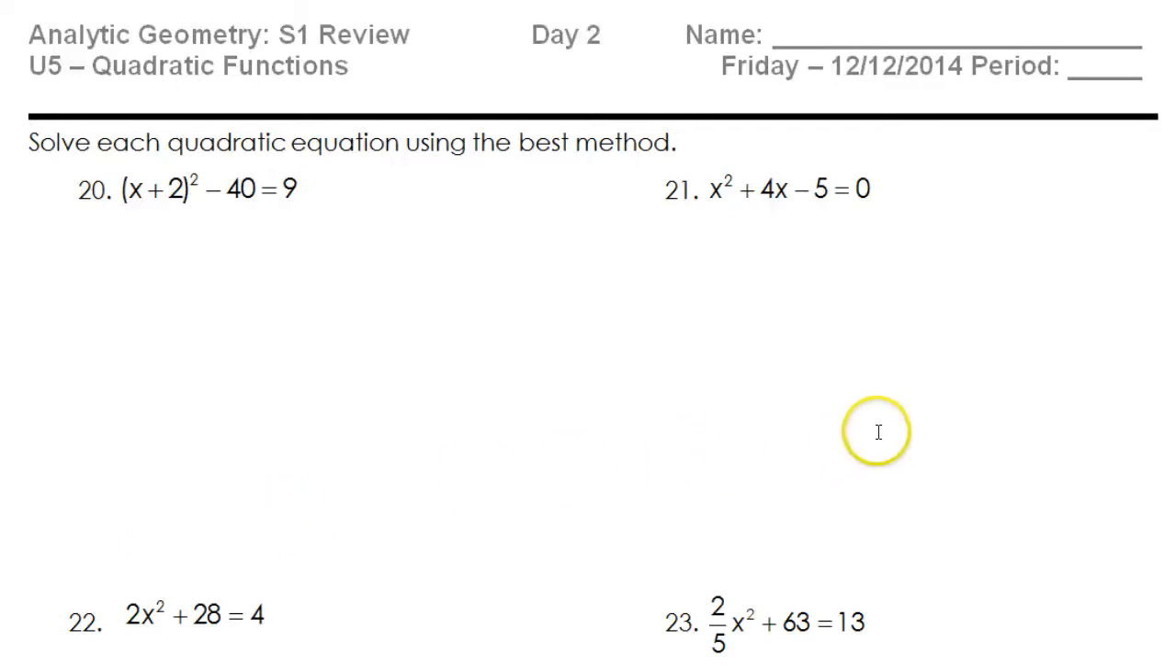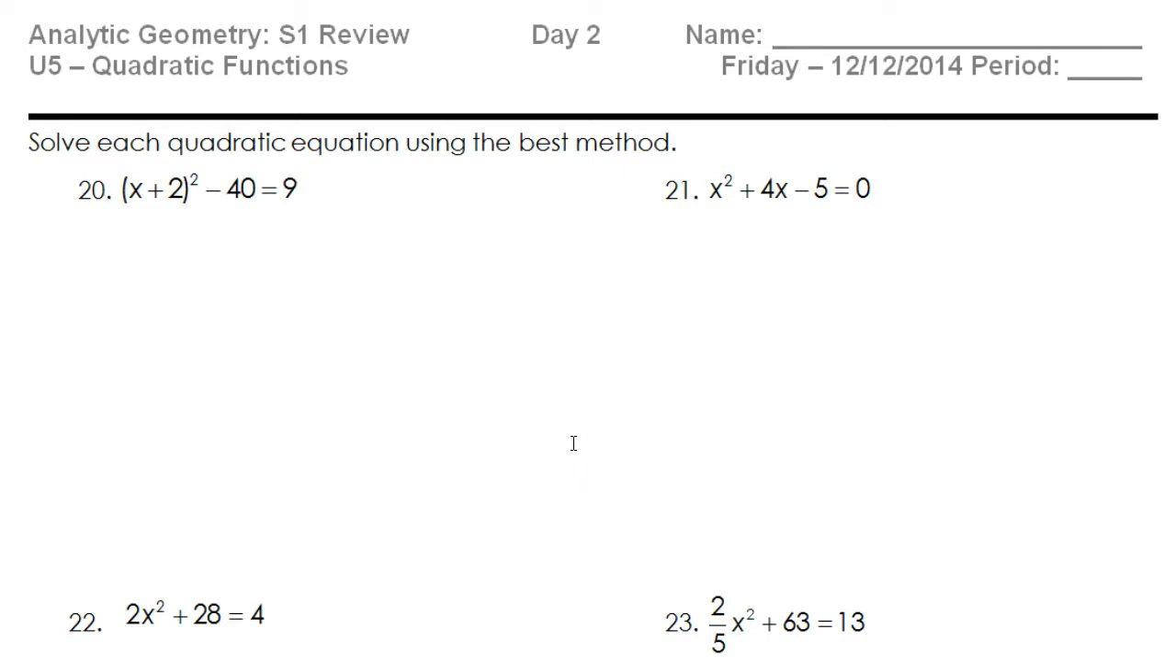Alright, this is the fourth and final part of our lesson about quadratic functions. In this video, we will continue to solve quadratic equations. In the last video, we were solving quadratic equations, but we're pretty much told which method to use.